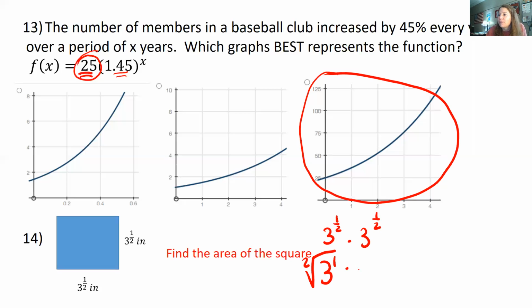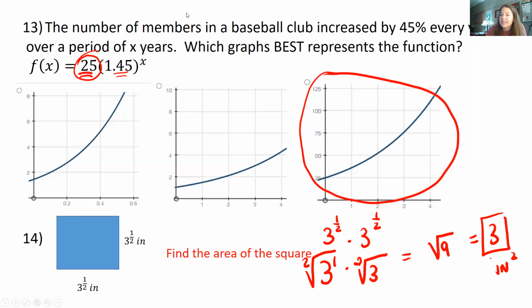So we can multiply basically the square root of 3 times the square root of 3, right? Well, the square root of 3 times the square root of 3 is the square root of 9. And what is the square root of 9? 3. So the answer is 3 square units.